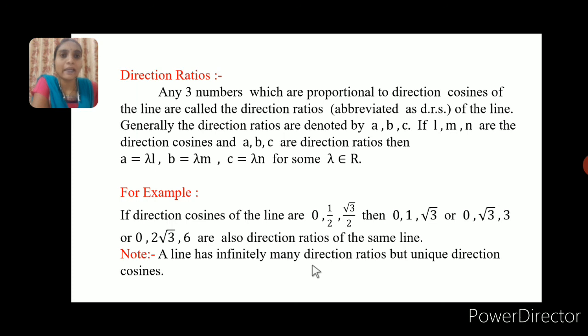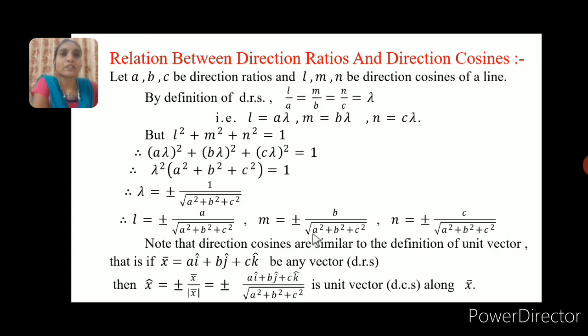Note, a line has infinitely many direction ratios but unique direction cosines. Next point, relation between direction ratios and direction cosines.